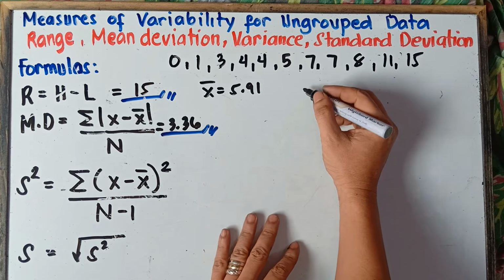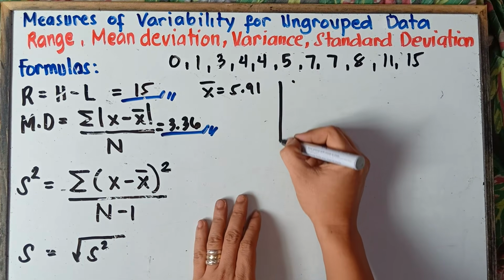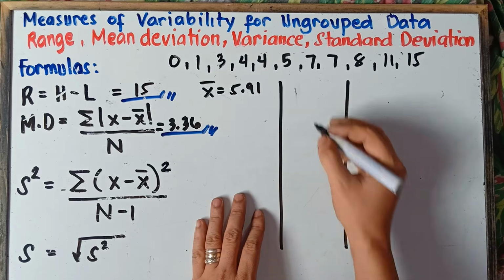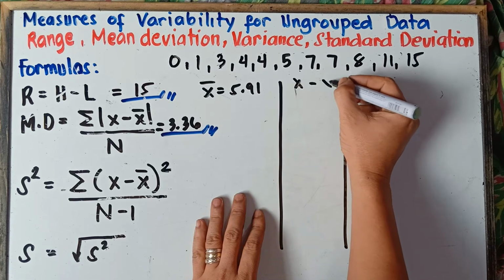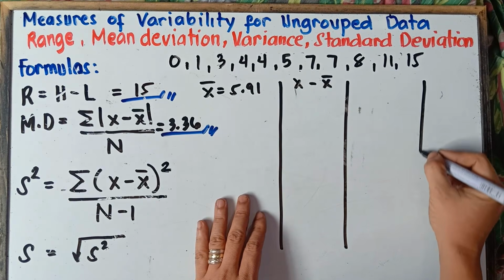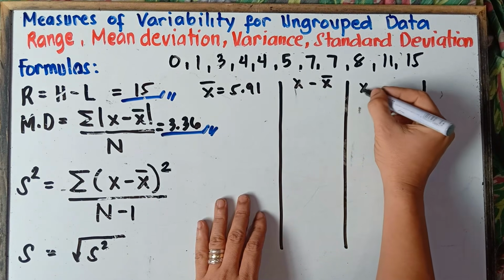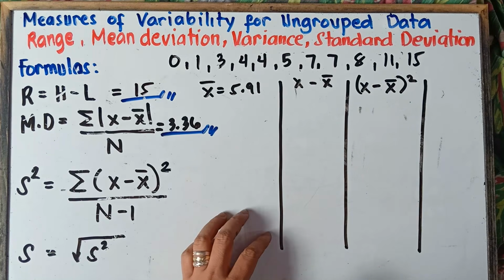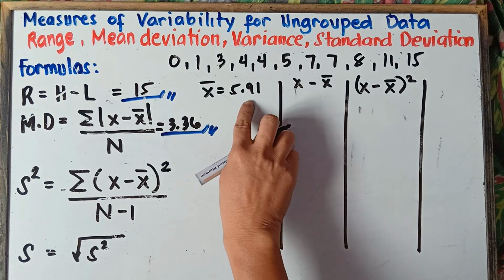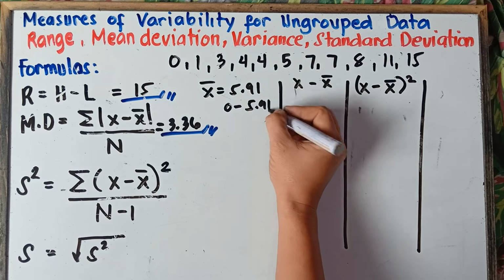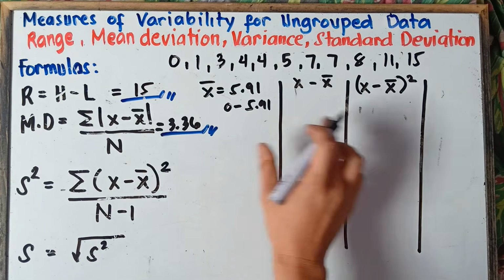We have the answer a while ago. Once again, we have the answer a while ago, right? X minus the mean. We erased that one, class, a while ago. Alright, so this will be squared. So once again, 0 minus 5.91. Let's do it again, class. I apologize, class, we erased our solution a while ago.